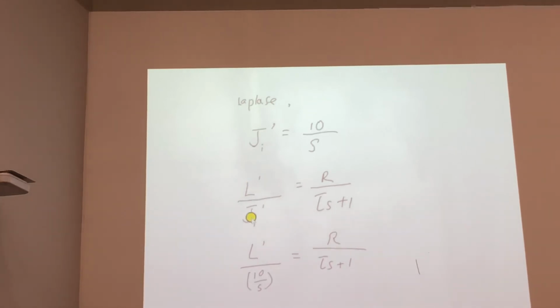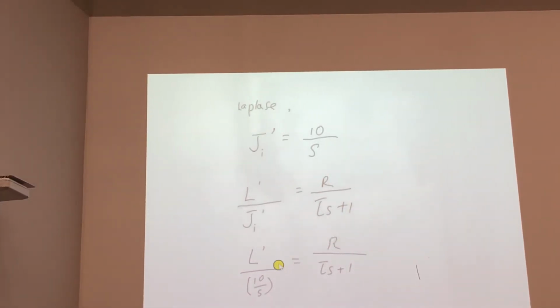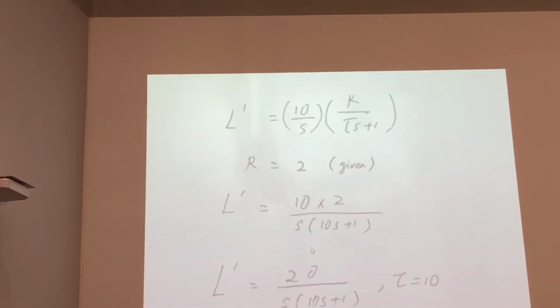So your L prime divided by Fi prime, 10 over s, equals, remember just now we proved this, R divided by tau s plus 1. So I just substitute this Fi when I have a step input. Substitute this in, I got this equation. The transfer function, normally the input will change. We will not test you on the output side. Let's say I change the input, and in this case, the input is a step from 20 to 30. Then I have this. Alright? So what's next? If I multiply this over here, I have L prime equal to 10 divided by s, times R divided by tau s plus 1. Okay?